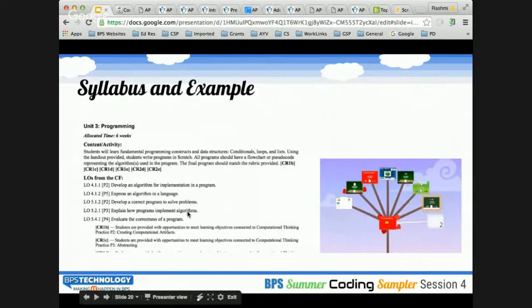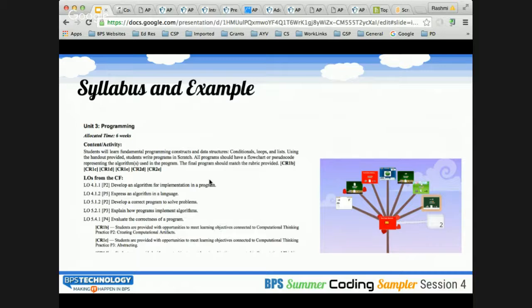Moving on. As I said, I've taken a snapshot of one of the programming assignments from the last syllabus, and it talks about specifics of an example where you have to develop the algorithm. You have to look at the learning objectives. The learning objective says develop an algorithm for implementation of a program. So in this case, the challenge is developing a program for the rock, paper, scissors game. And so they have to write that algorithm out. It could be a flow chart, or it could be how they are thinking about it.